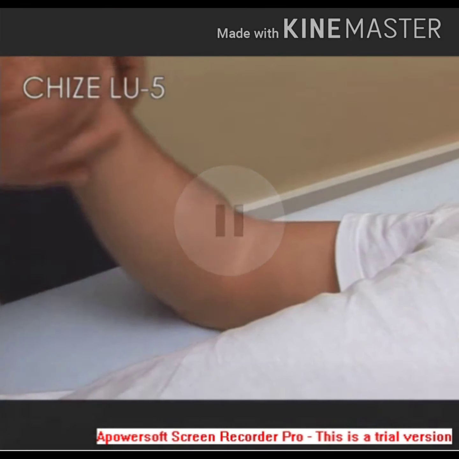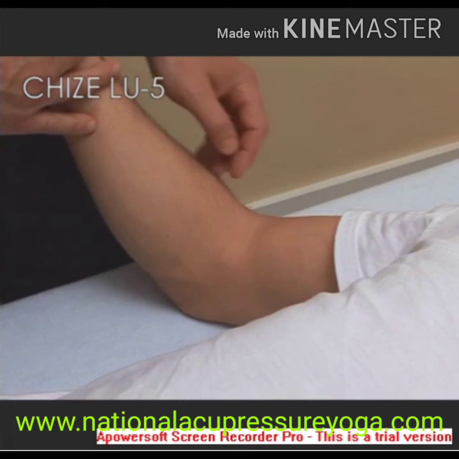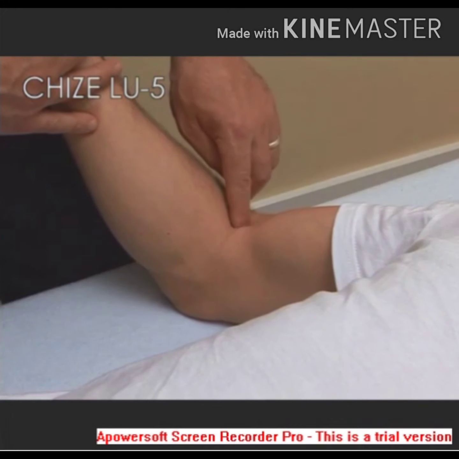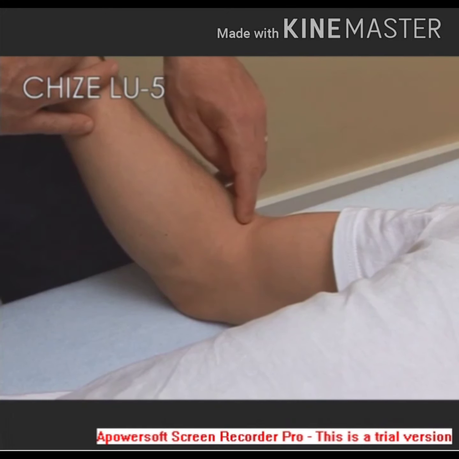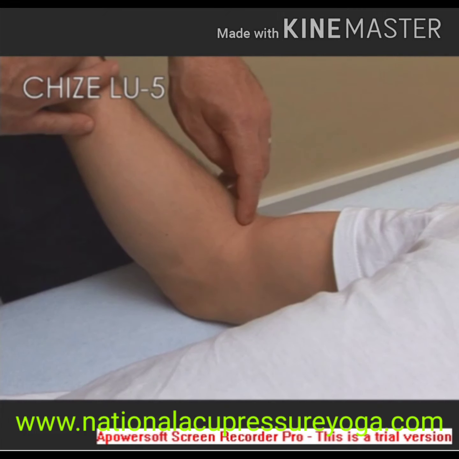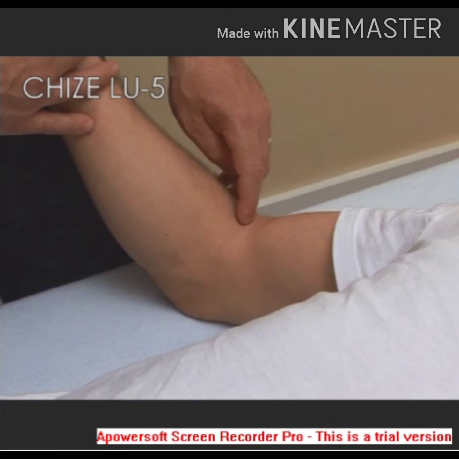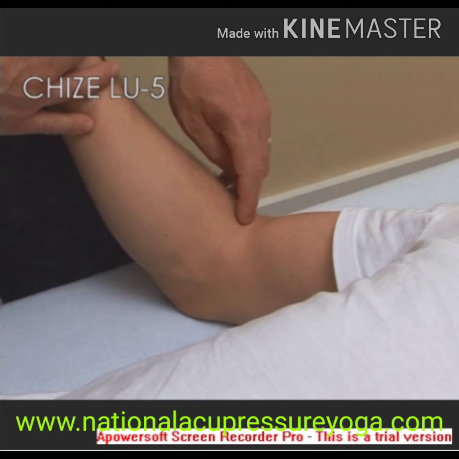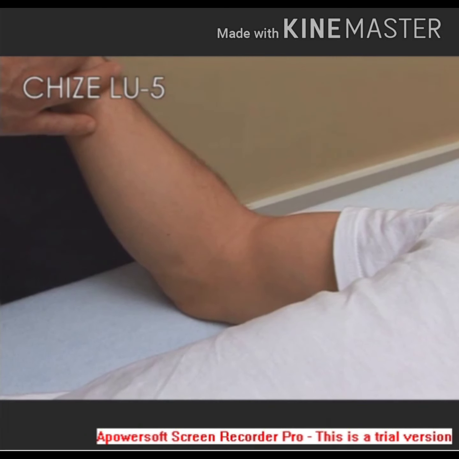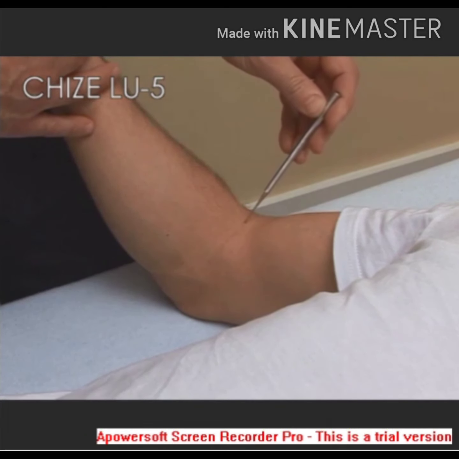Chize, Lung 5, is located on the cubital crease of the elbow, in the depression at the radial side of the tendon of biceps brachii. Locate slightly lateral to the tendon rather than immediately next to it. Locate a needle with the elbow slightly flexed, avoiding the cubital vein. Perpendicular insertion 0.5 to 1 cun.